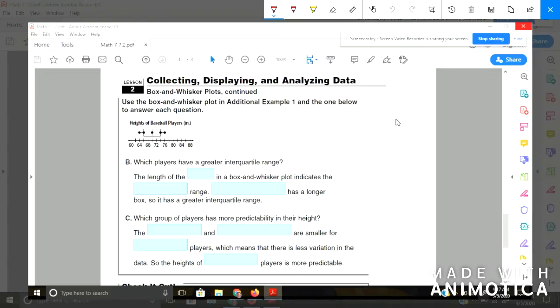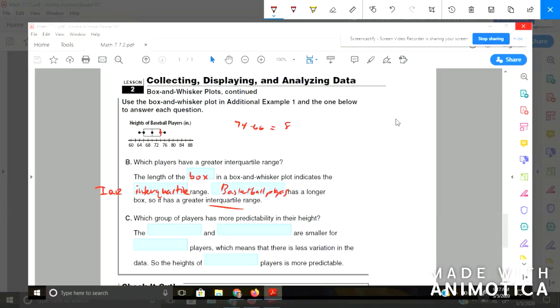All right, so the length of the box in a box and whisker plot indicates the interquartile range, or the IQR. The basketball players have a longer box, so it is a greater interquartile range. If you want to check, let's look at the length of our box. It's from 70, this would be 74, and it goes to 66. So the length of this box is 8.